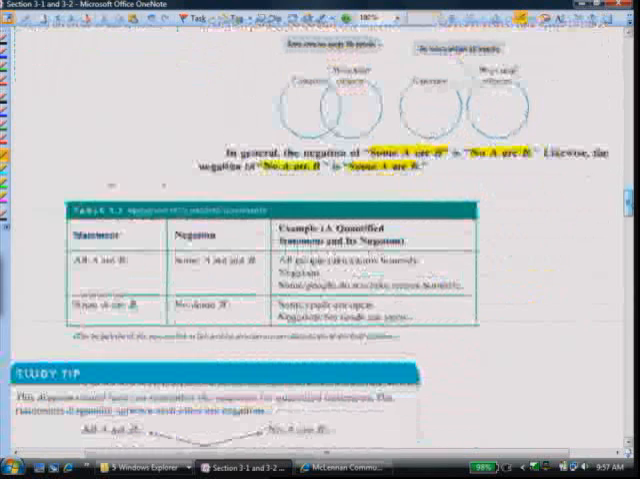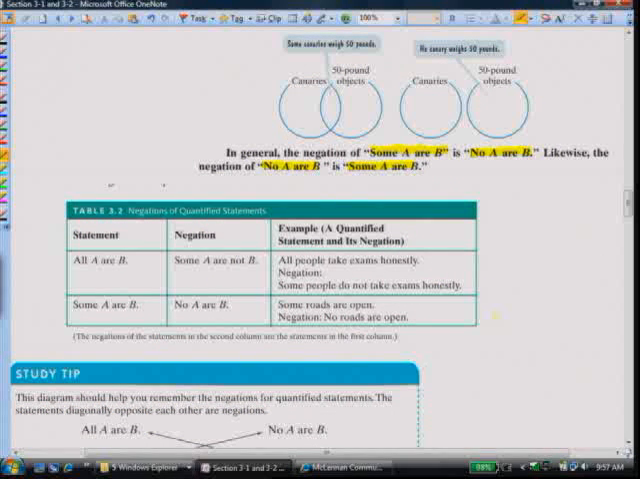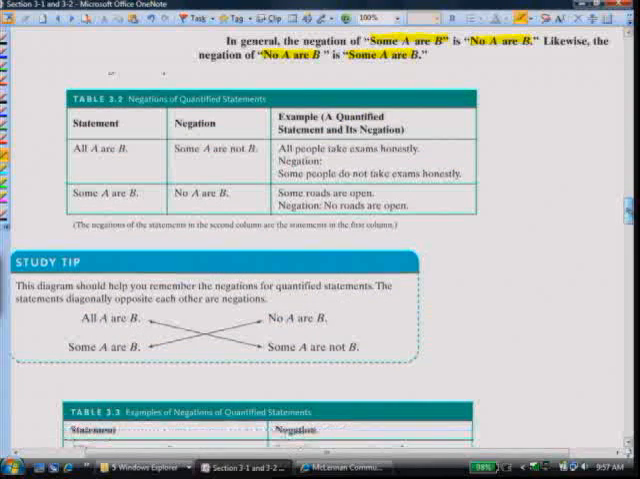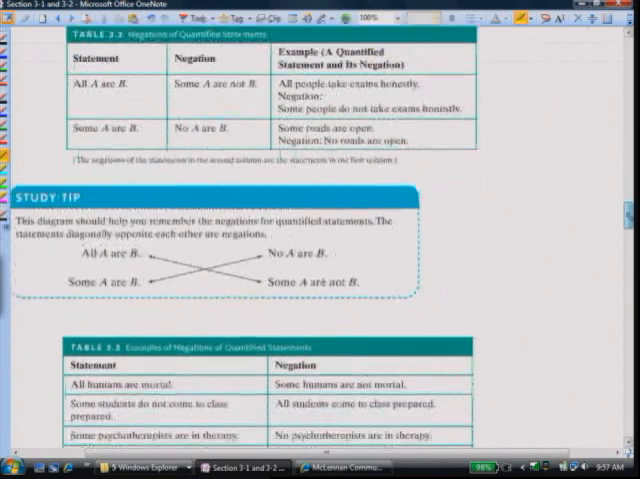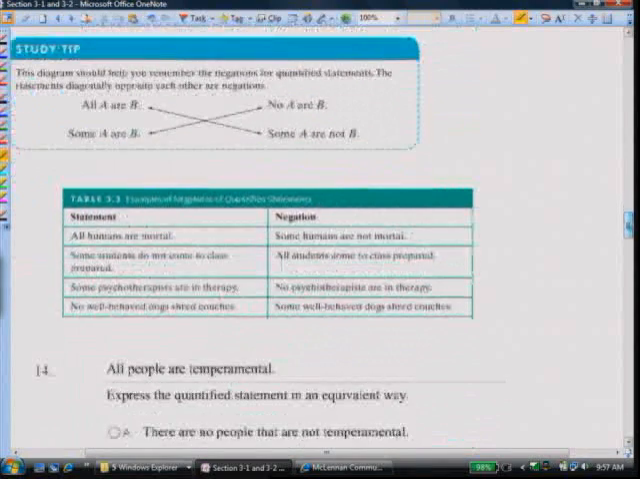Okay, and then we put it in a nice little table where we look at the statement and then its negation. And then it gives you a little study tip where along the diagonal is the negation. So all A are B, some A are not B, some A are B, no A are B. Those are your little negations. And so some examples. All humans are mortal, and then some humans are not mortal.